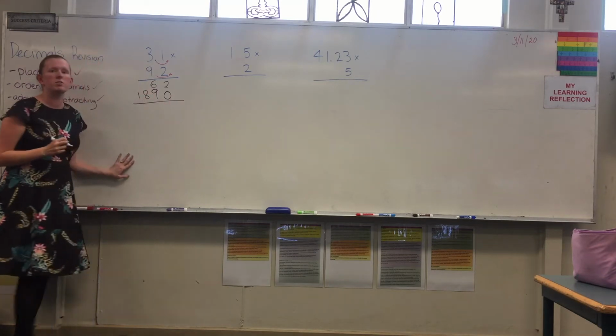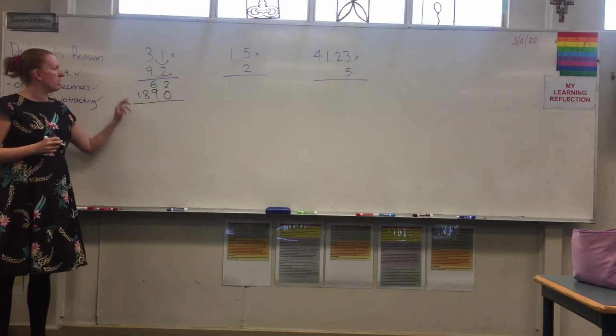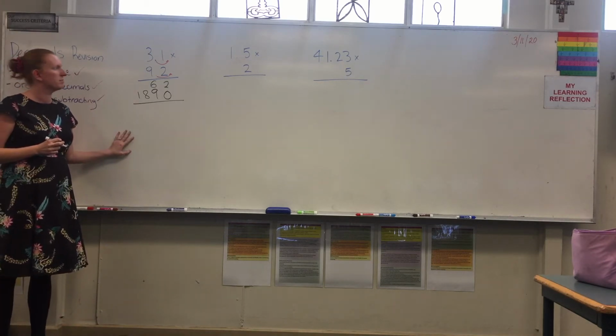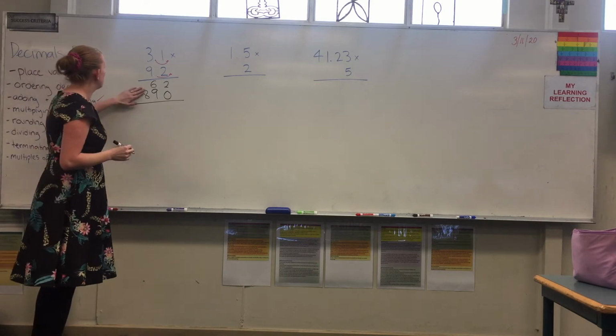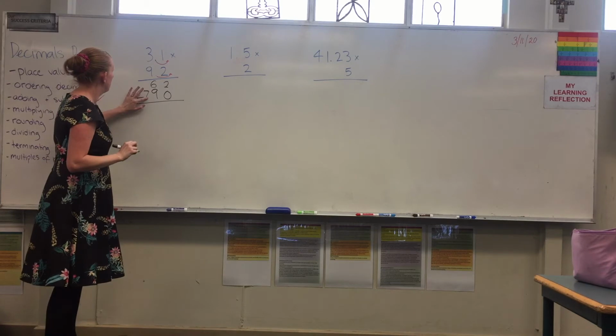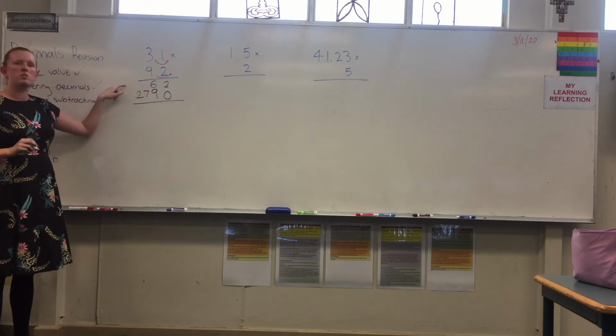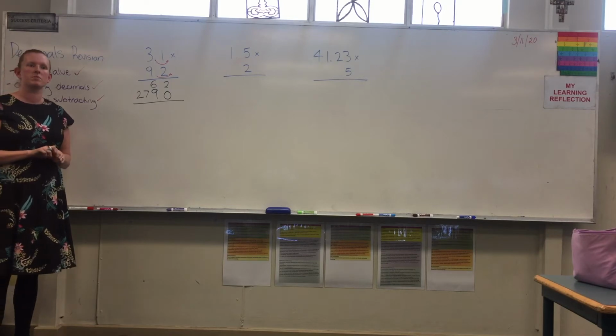Now what do I do with those 2 numbers? What are your thoughts? What should I do with these 2 numbers? 9 times 3 is, oh no, it's 27. My bad. What should I do with these 2 numbers? You add them together.